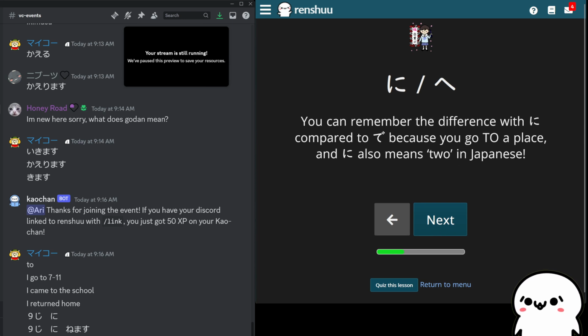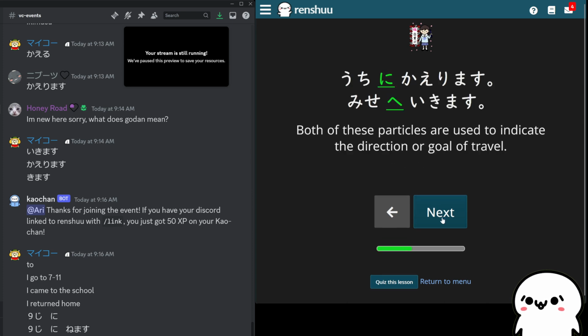And this is a little mnemonic. I didn't write this one, but the author that put it in, if it helps you, ni usually means "to." And ni also means two in Japanese, the number. And so that might help you tie those two together. We already talked about e.